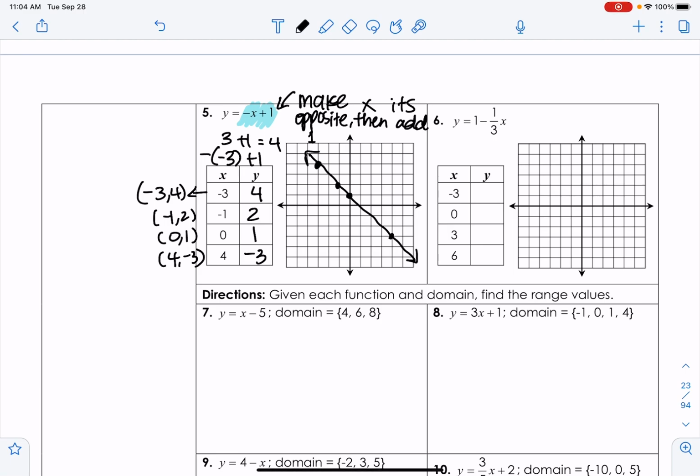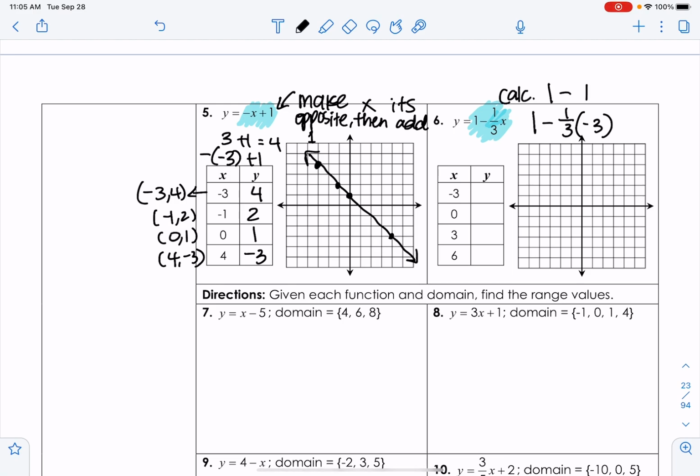Alright, same thing for number 6. I've got my function rule, and then I just plug everything in again and again. I'll show you how to do the first one. I have 1 minus 1/3 times my first x, which is -3. I can just plug that straight into my calculator, and here is how it will look.